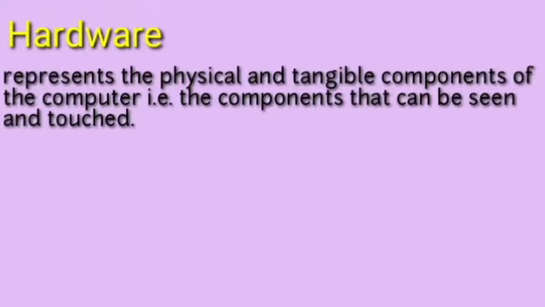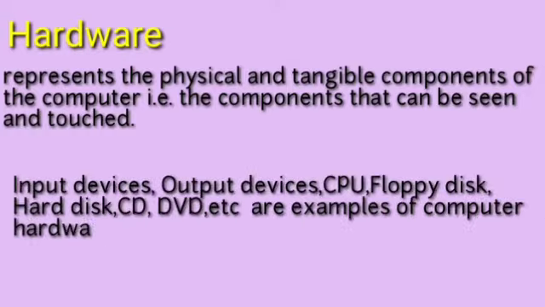Hardware. What are hardwares? Hardwares actually represent the physical and tangible components of the computer, the components which you can see and touch both. All the input devices, the different output devices, CPU, floppy disk, hard disk, CDs and DVDs which we use, those are the tangible components of the computer and they are called computer hardware.